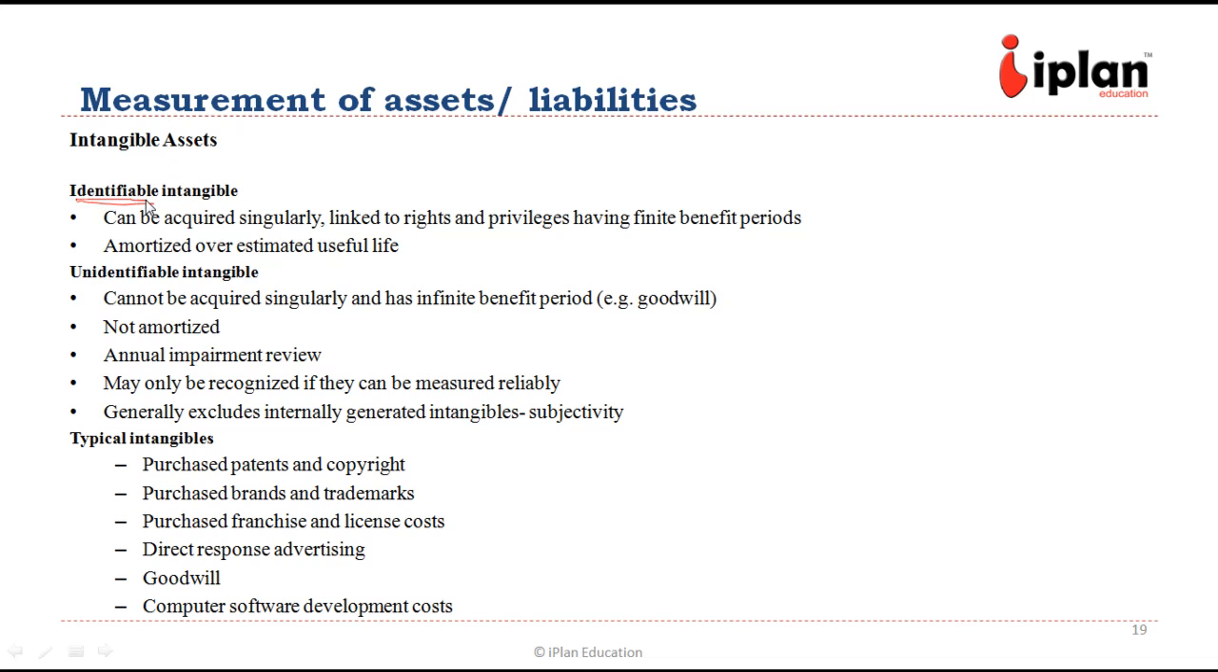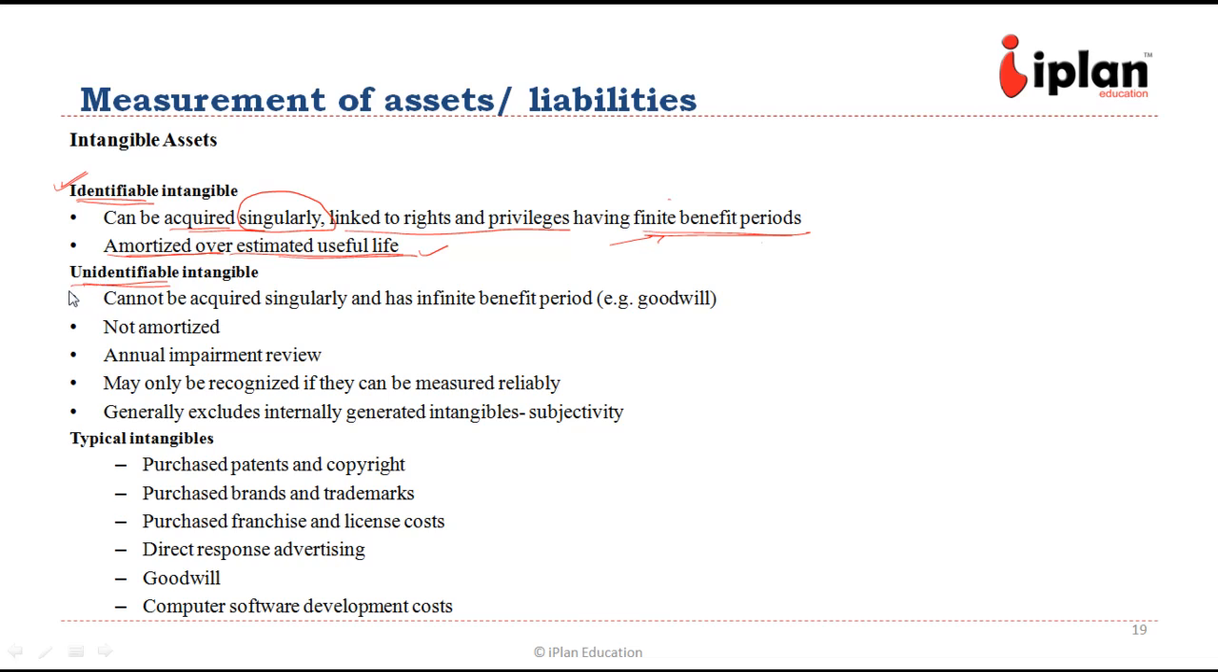So there could be two types, identifiable or unidentifiable. The intangible assets which can be acquired singularly, which can be linked to rights and privileges and which have finite benefit periods are categorized as identifiable intangibles. So that is why they can be amortized over the estimated useful life. Since they have a finite benefit period, we can amortize them. For example, patents, copyrights, etc.